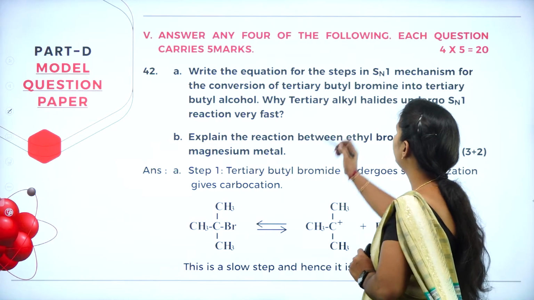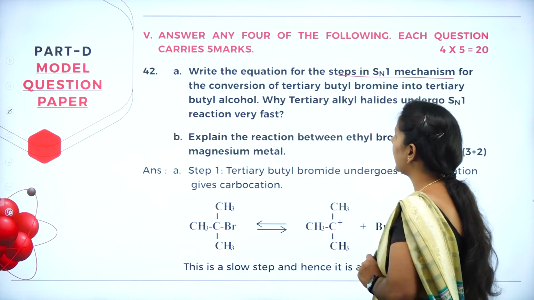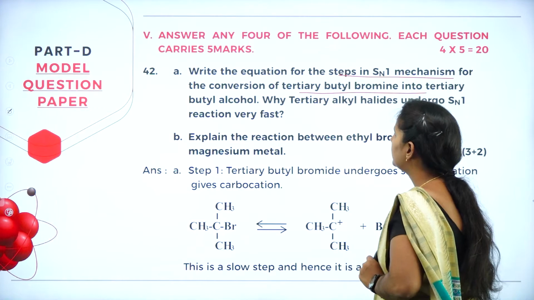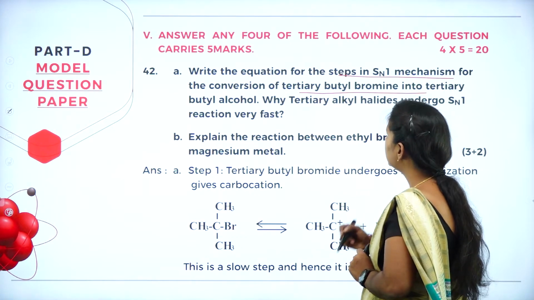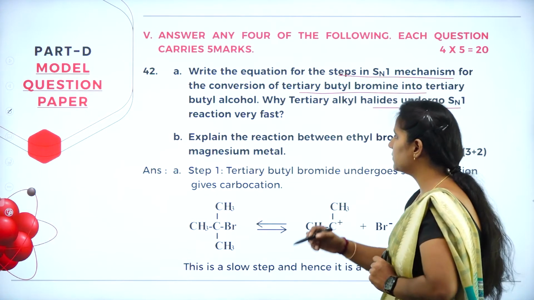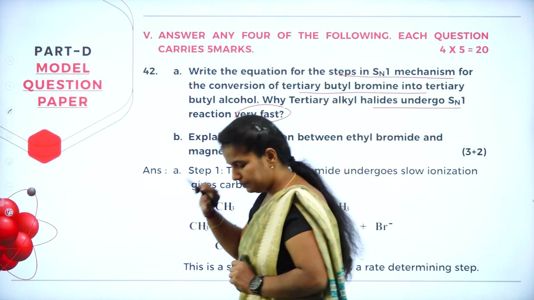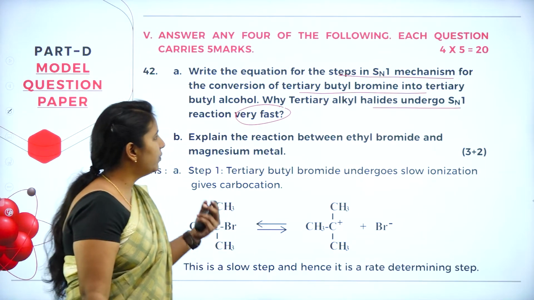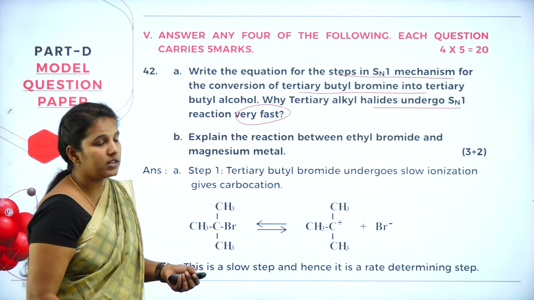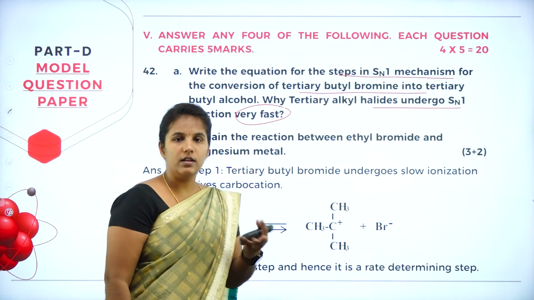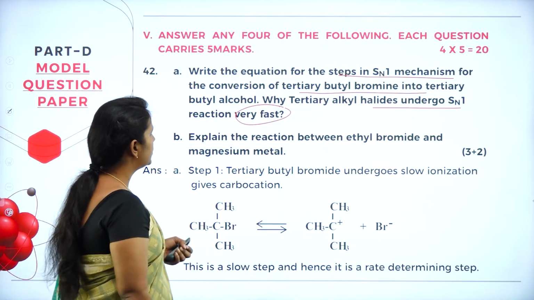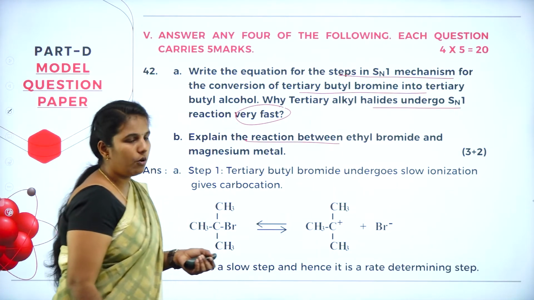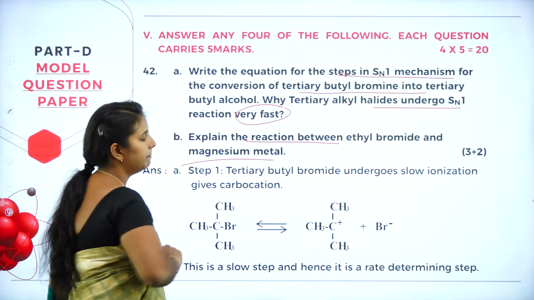Write the equation for the steps in the SN1 mechanism for the conversion of tertiary butyl bromide into tertiary butyl alcohol, and why tertiary alkyl halides undergo SN1 reaction very fast. Within the first question itself, we have one more sub question. We need to say why tertiary alkyl halides only go for SN1 reaction. And we have one more question: we need to explain the reaction between ethyl bromide and magnesium metal.